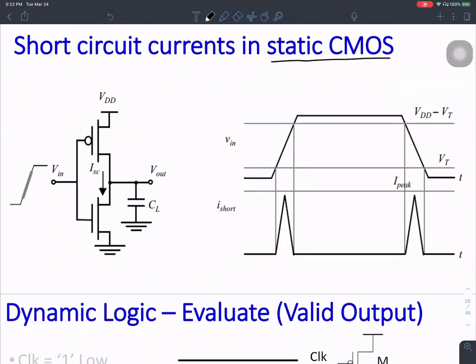Our static CMOS had a problem. For a short duration of time, both the PMOS and NMOS were active, were on in saturation, thereby providing a path from VDD to ground. The blip of current, short circuit current, that happens in static CMOS is not present in dynamic CMOS circuits. So the short circuit consumption is not present in dynamic logic circuits.